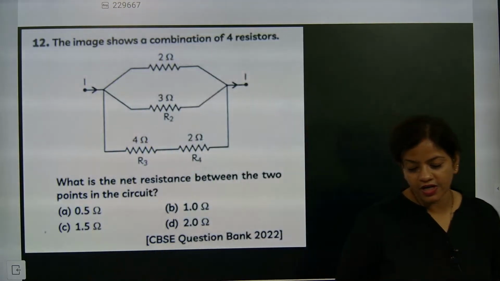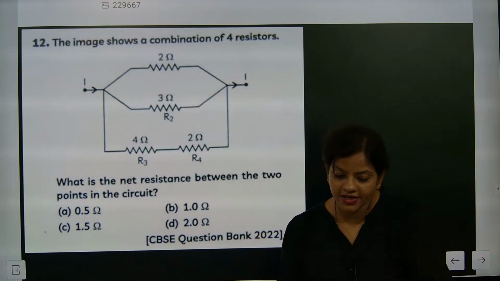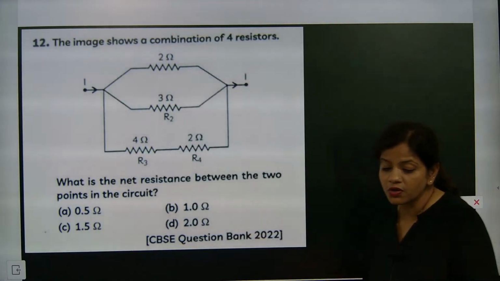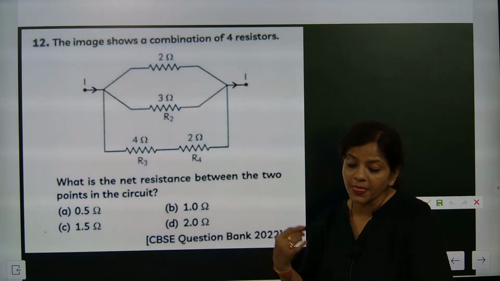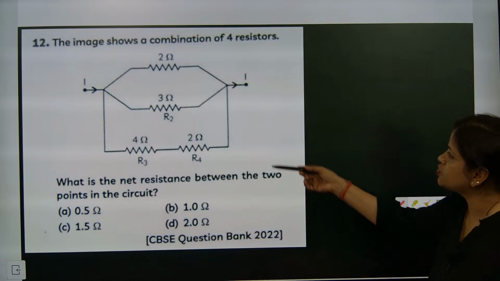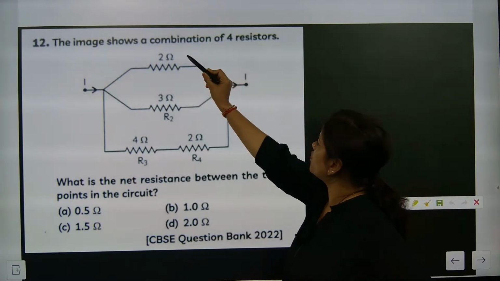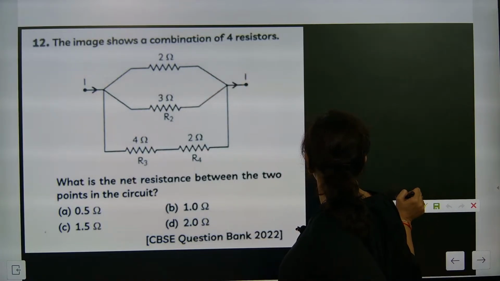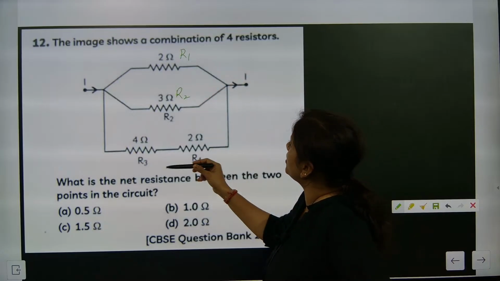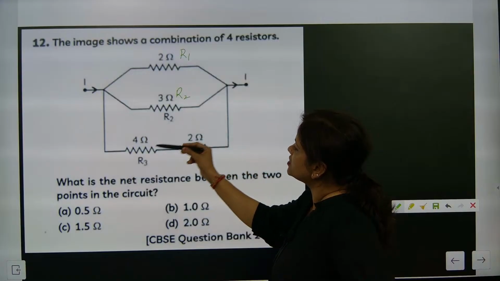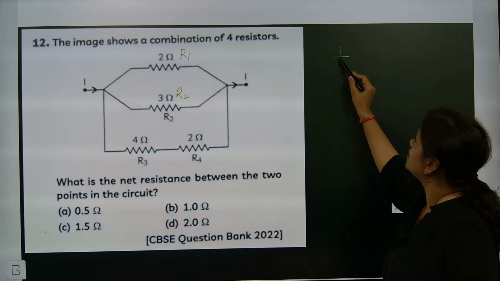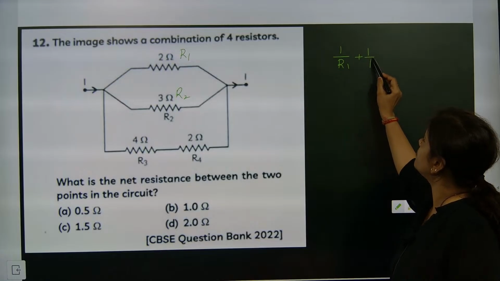After that, you can go for English preparation, but at least for the remaining, yes, the answer is coming. But in a shortcut, no. In a class examination, what they told, you have to represent it nicely, and for the representation also, they are giving score. So here, these two are connected in parallel. First, you will write it as R1, R2, R3, R4. R1 and R2 are connected in parallel. So 1 by R1 plus 1 by R2.